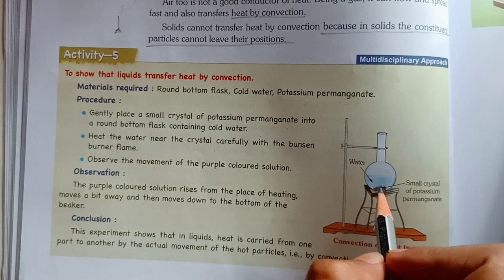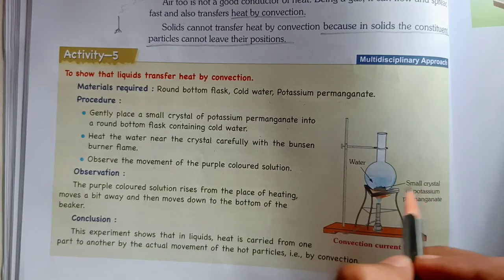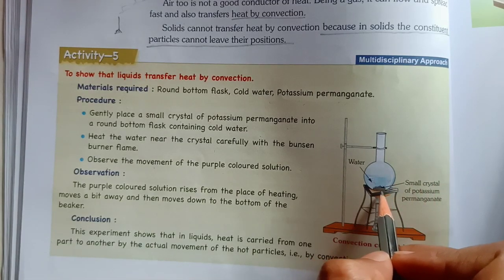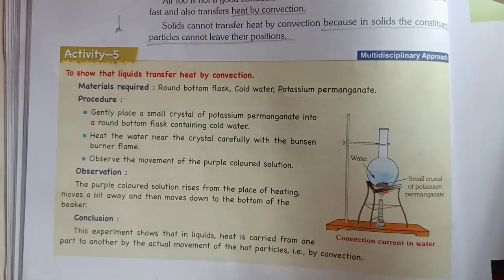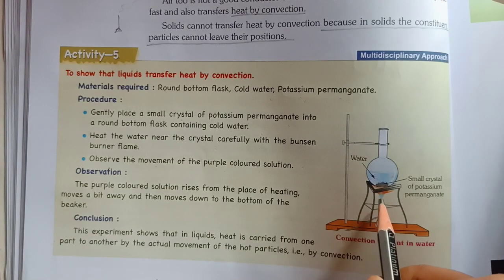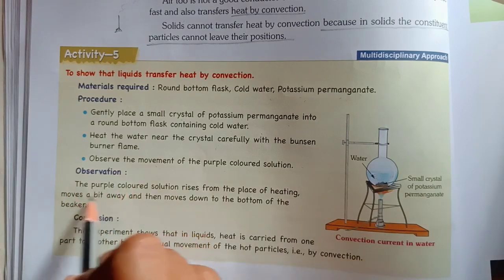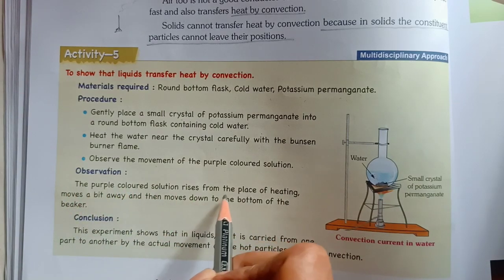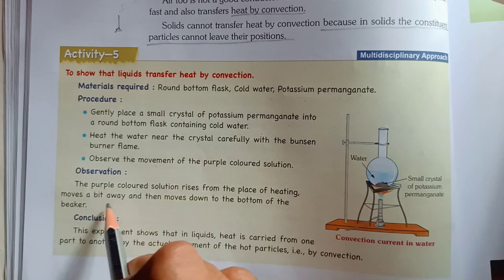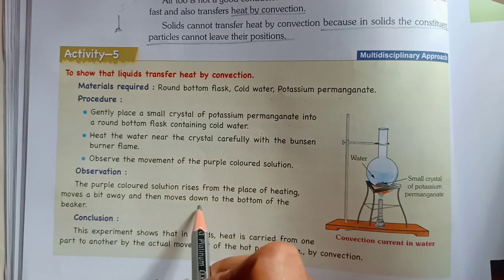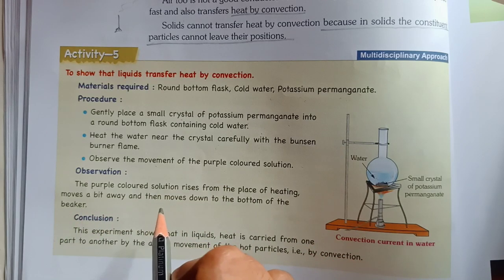So if we have potassium permanganate, then we can drop that potassium permanganate at the bottom of the flask and we can see the observation. Now when we heat at the bottom of this round bottom flask, let's see what happens. Observation: the purple colored solution rises from the place of heating, moves a bit away and then moves down to the bottom of the beaker.